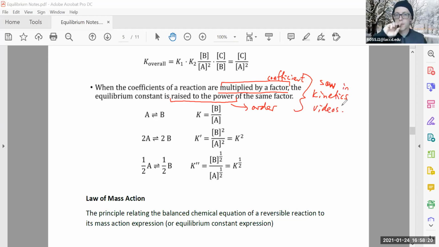Okay. So again, we've got 1 molar coefficient here, we have order 1. We have two molar coefficients in the second reaction, we have order 2. And we have half molar coefficients here, we have order half. Okay, so that's straightforward. Not the first time we've seen that.